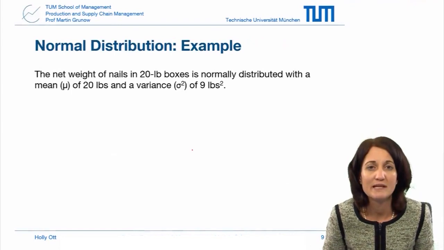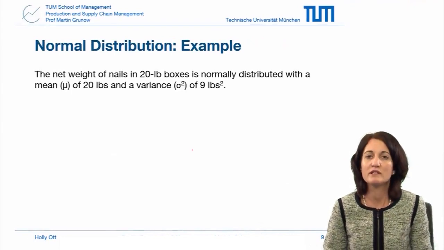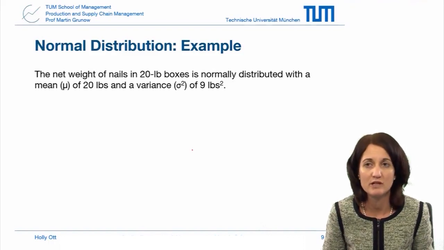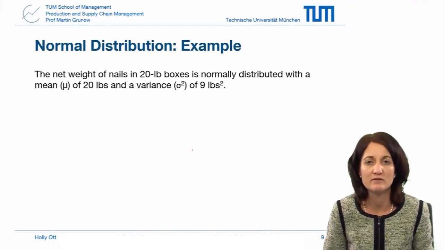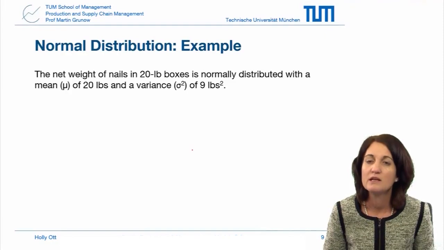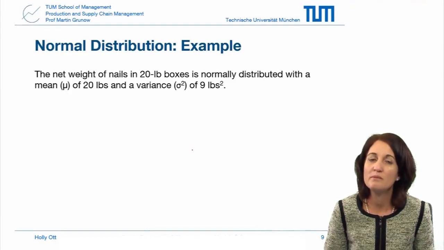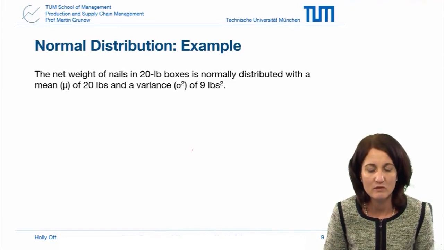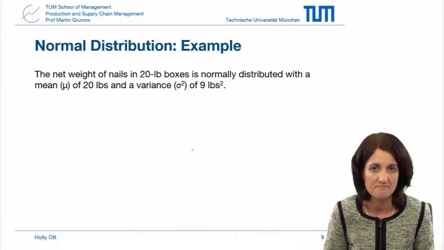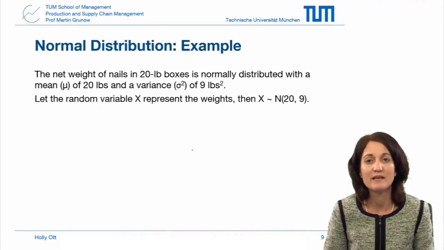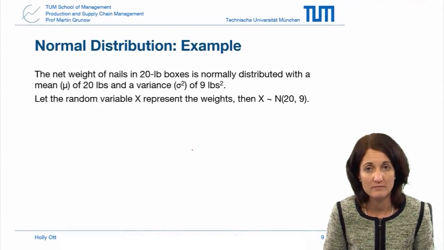Now, let's do an example. Because often we are interested in finding the proportion of our population, for example, our tabletop widths, that lies in a given interval. So let's say the net weight of nails in 20-pound boxes is normally distributed with a mean of 20 pounds and a variance of 9 pounds squared per box. So what we do, we let the random variable x represent the weight of a box.